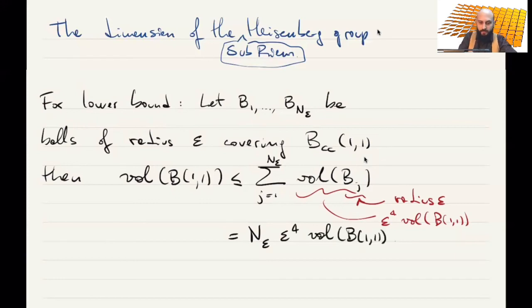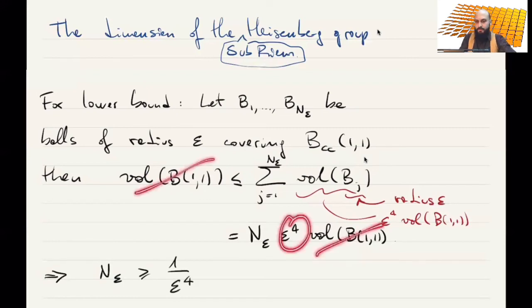In other words, we have that n(epsilon) is greater or equal to 1 over epsilon to the fourth. Simplify, and you move this to the other side. Now the upper bound.